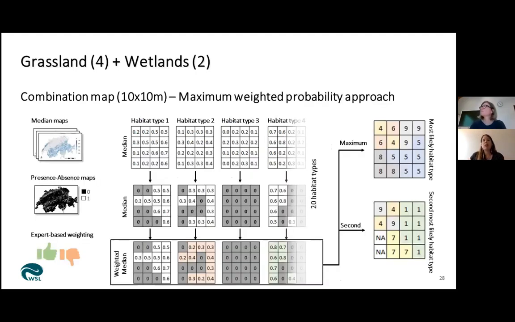the maximum weighted probability approach. The main idea of this approach is that the habitat type with the highest median of predicted probability of occurrence is assigned to the respective grid cell, but we had 2 further steps included here. We do not only consider the median maps, but also the presence-absence maps.